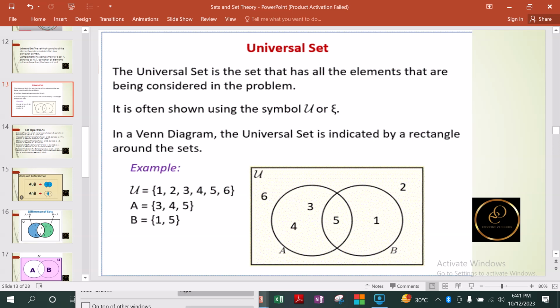If you are talking about B complement, you are talking about all elements that are not in B but can be found in the universal set. So B complement will exclude 5 and 1, leaving 2, 3, 4, and 6. That is B complement.